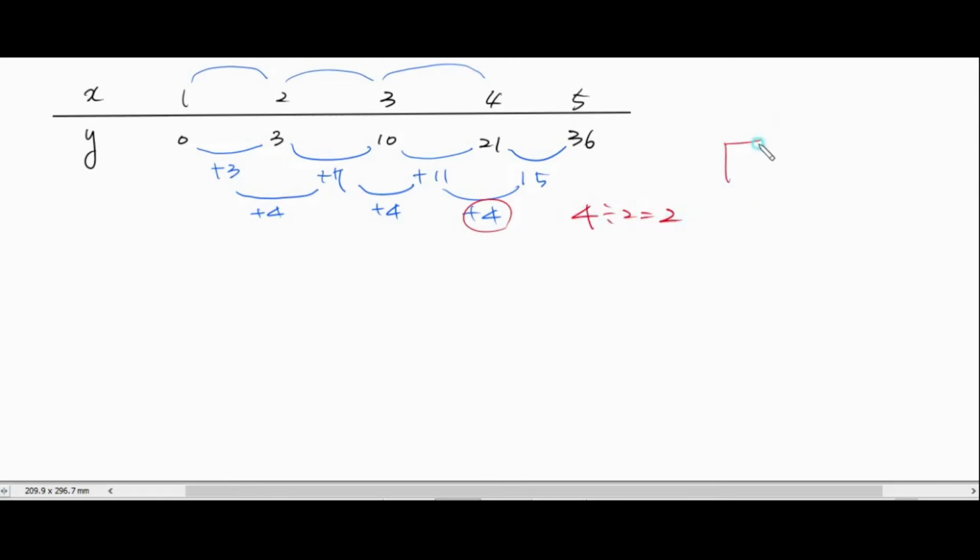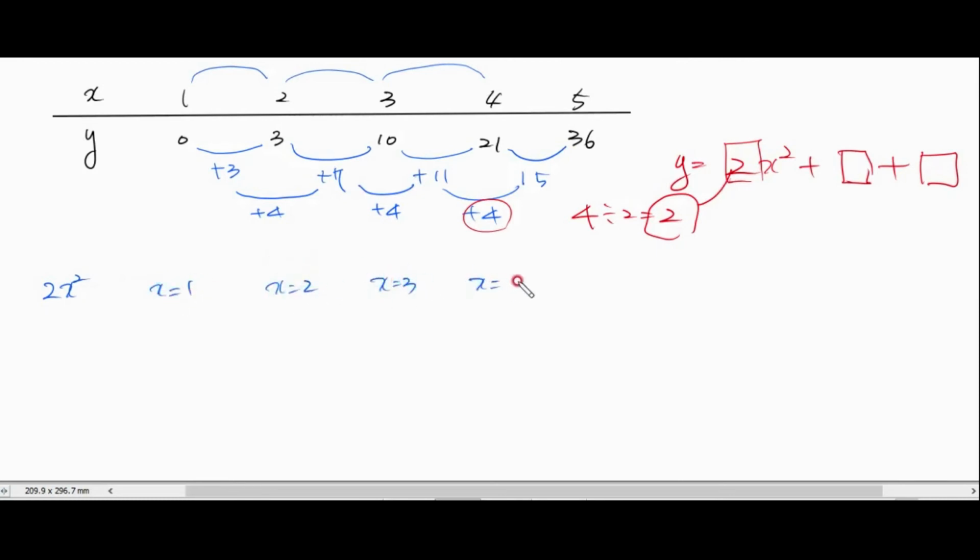So this equation will start with 2x squared, plus something x plus something, y equals, but right here, put those 4 divided by 2, we'll put this here, and it will be 2x squared. And then let's go for the second one. We'll bring the 2x squared here. And then we'll put 1, 2, 3, 4, and 5 into x. Right here, and then we'll calculate it.